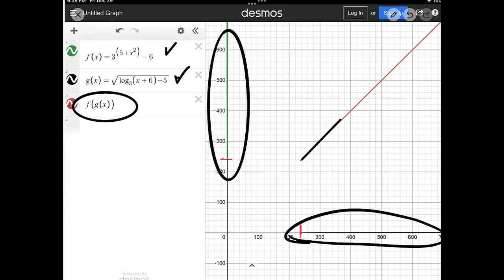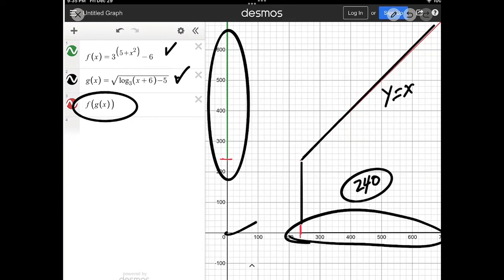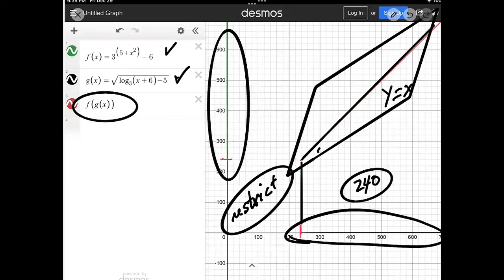What's the domain start at? Looks like it is 240. Looks like the domain starts at 240. Now, there's a reason for that. I didn't really investigate that, but it looks like the domain starts at 240. But this is the y equals x line. But you see there's nothing down here. That's probably because you have to restrict the domain, because otherwise it doesn't make sense. But the thing that you should see is that when we take the composite, it does give us at least part of the y equals x line.